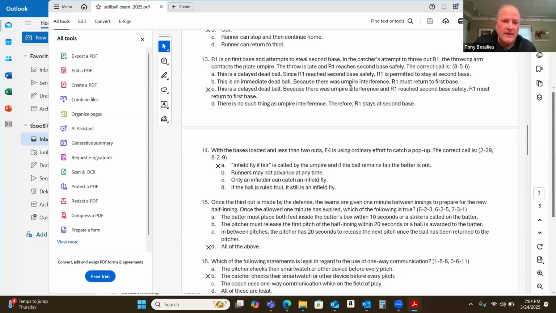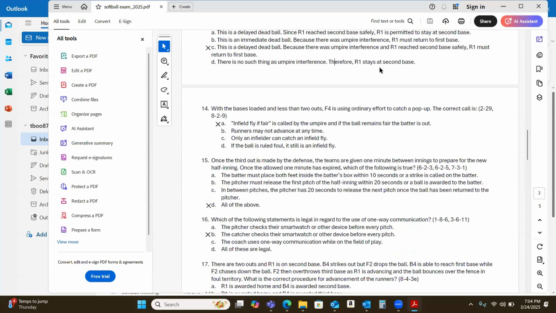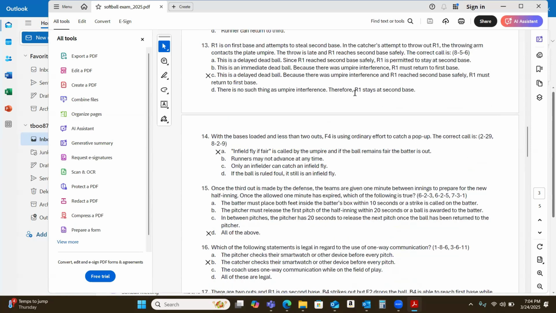That would be interesting. Hey, Tony, this is Wayne. You mentioned that it's a delayed dead ball, but the answer says immediate dead ball. Where is that? No, it says this is a delayed dead ball. The answer is C. Yeah, can you see my screen? Well, you said return to first base, and that's the only one that matches. Returning to first base is the immediate dead ball one.